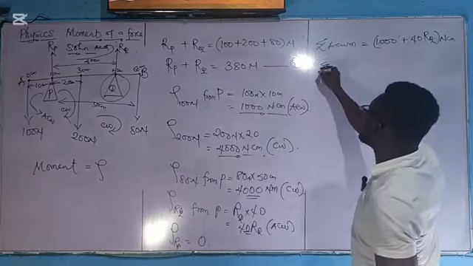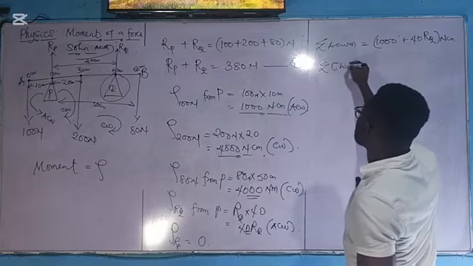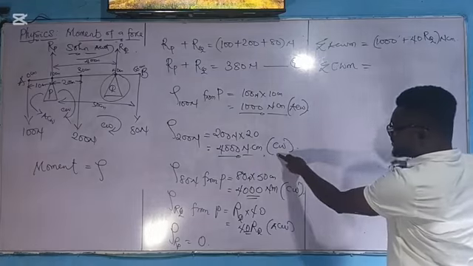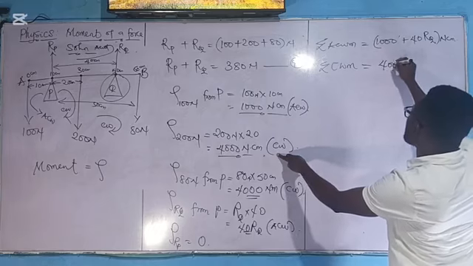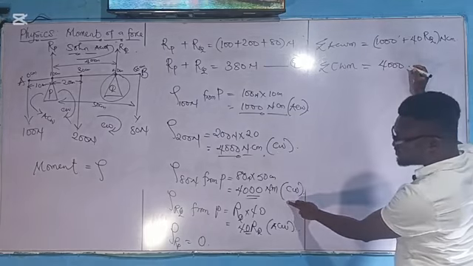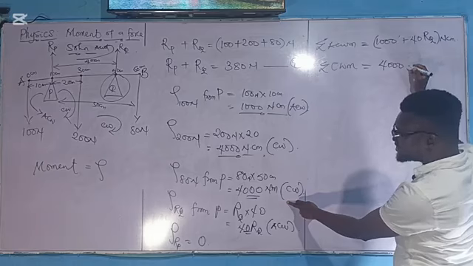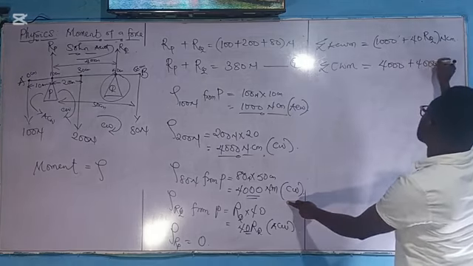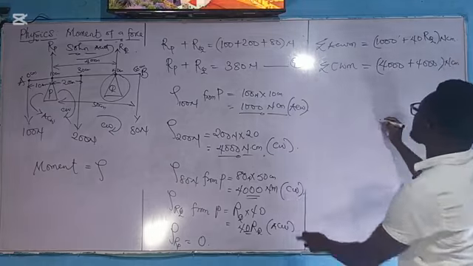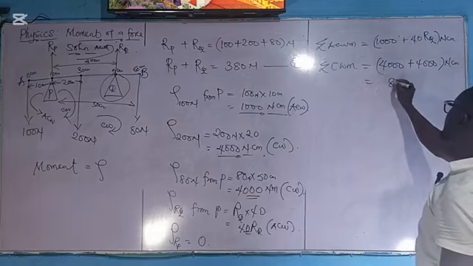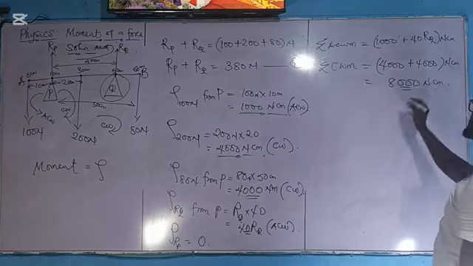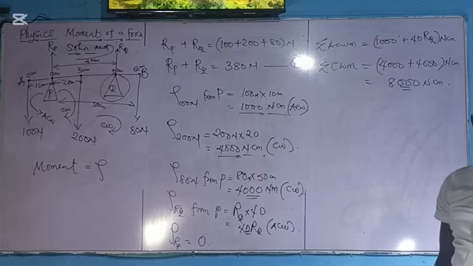So that will be the result. So we get the sum of clockwise moments. Now, the clockwise moment, the very first one we have 4000 Newton centimeter. Another one, we also have 4000. So in Newton centimeter, right? Then if you sum it up, it will give us 8000 Newton centimeter. This one is what? The sum of anti-clockwise.